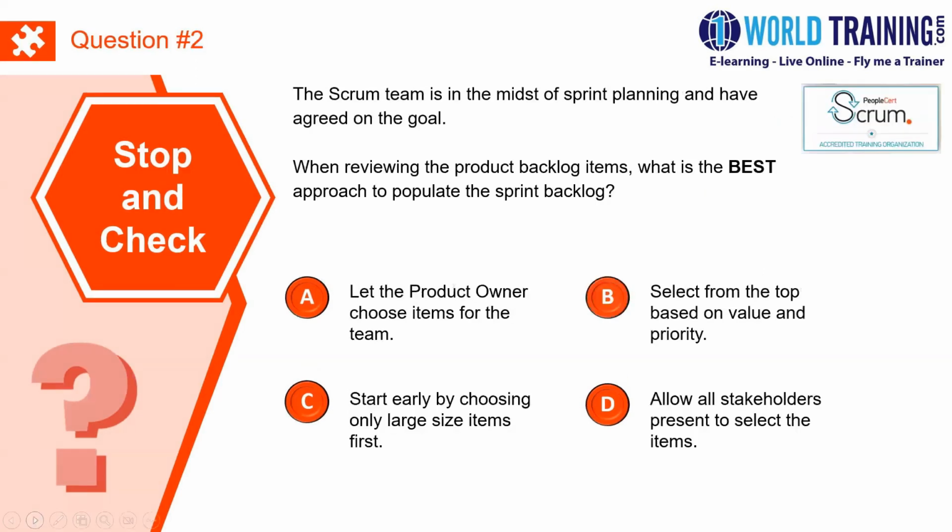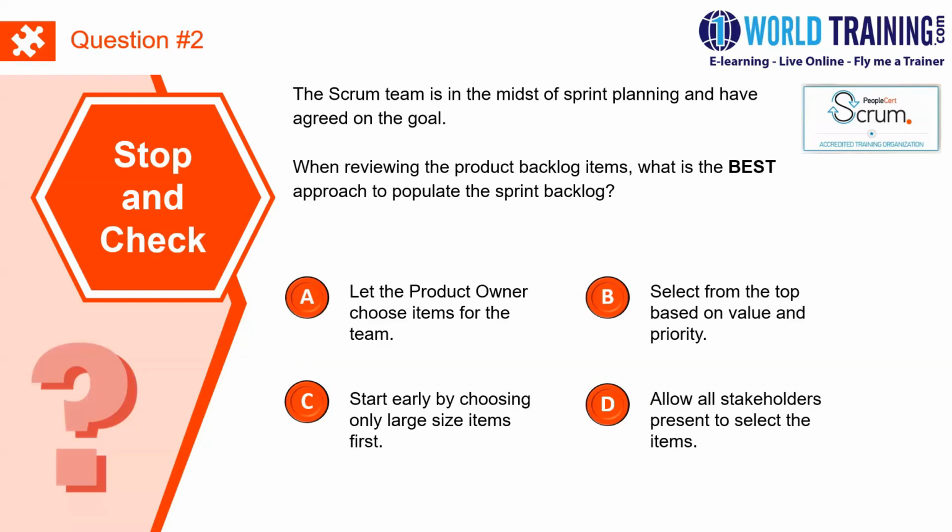Question number 2: the Scrum team is in the midst of sprint planning, and they have agreed on a goal. When reviewing the product backlog items, what is the best approach to populate the sprint backlog? So let's evaluate all the options.